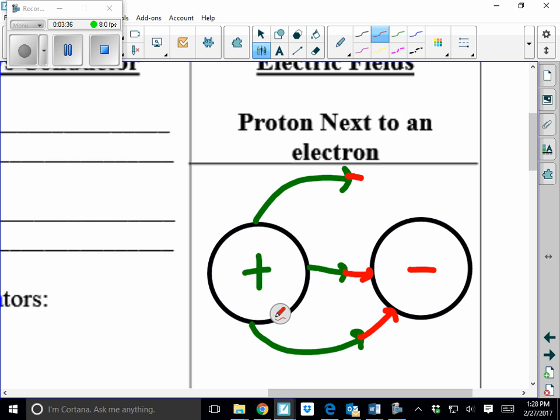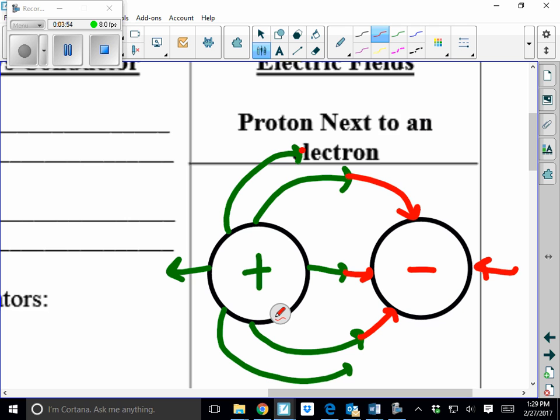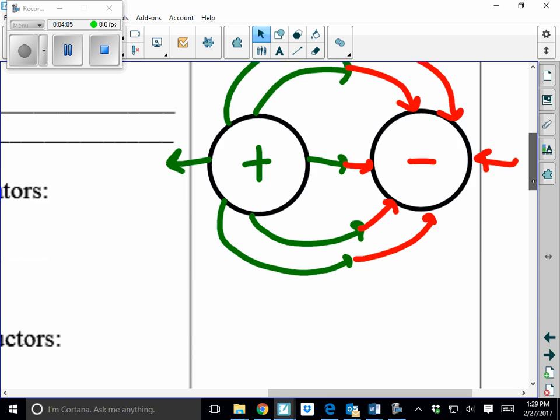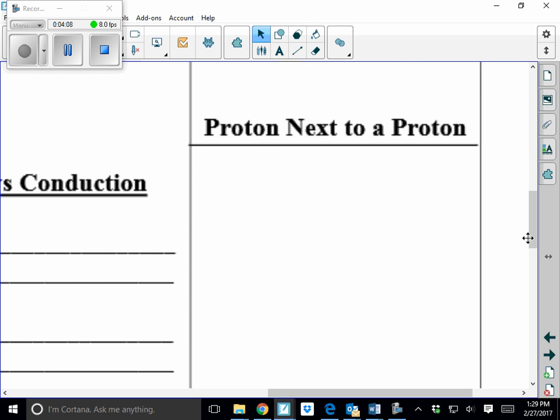Now, does the color really matter? No, I'm just trying to demonstrate that, once again, these electric fields come out of protons, and they go into the electron. So this guy gets connected here. This guy gets connected here. So that's why opposites attract, because their electric field lines kind of pull towards each other.